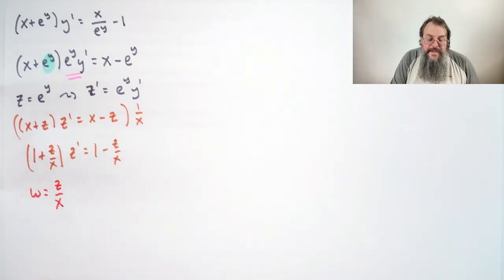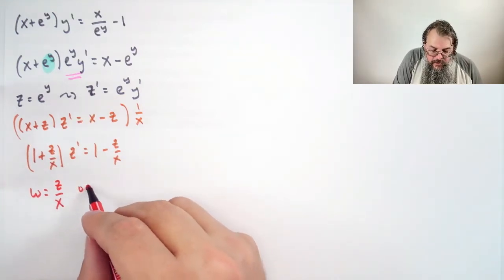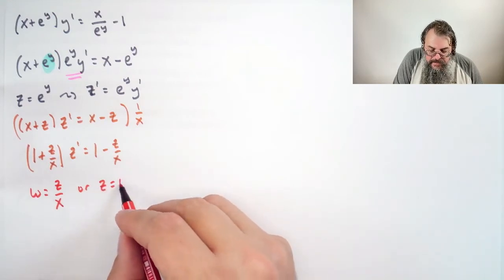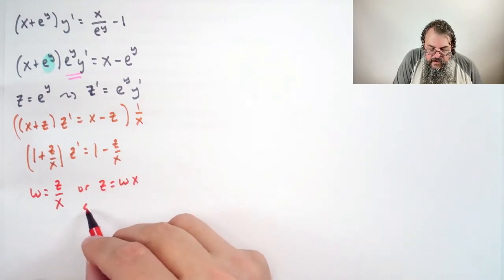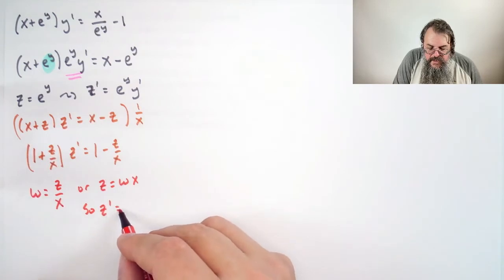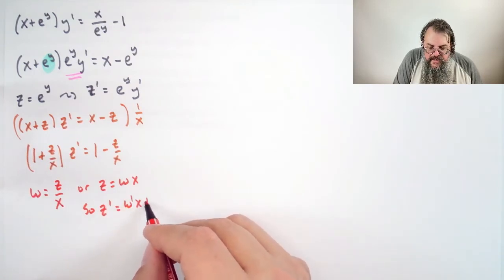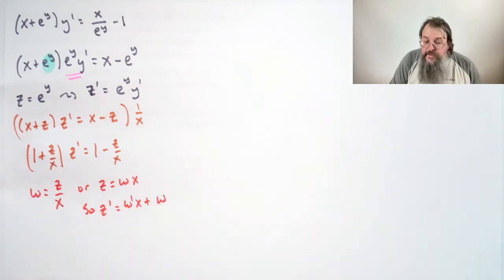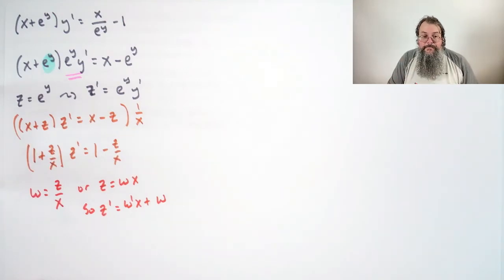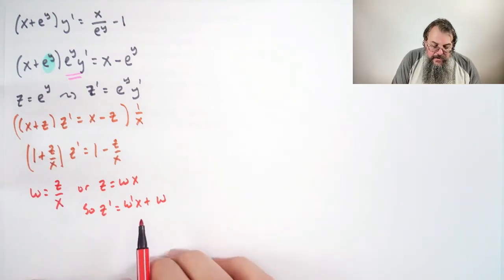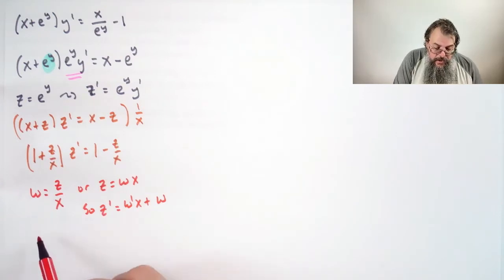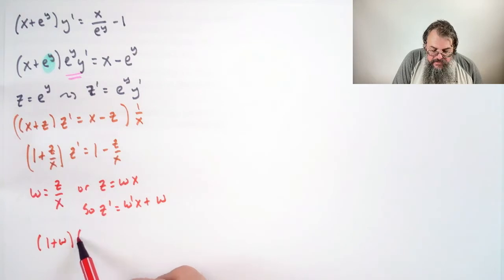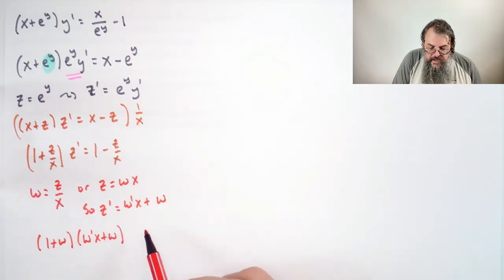So we're going to substitute w equals z over x, or we could say z equals w times x. So we get that z prime is equal to the derivative of the first times the second plus the first times the derivative of the second, and so that's times 1. Okay, so updating, we now have (1 + w)(w' x + w) is equal to 1 minus w.